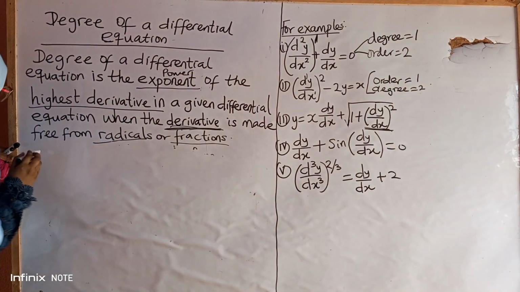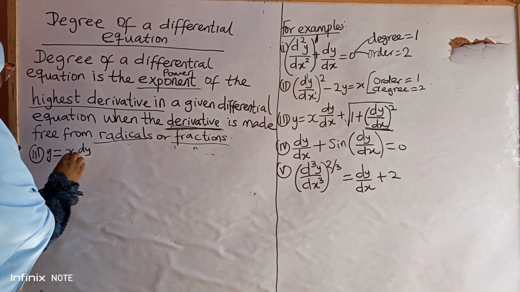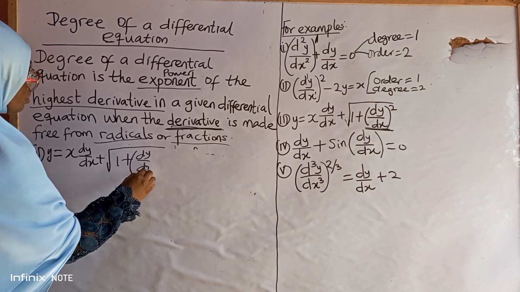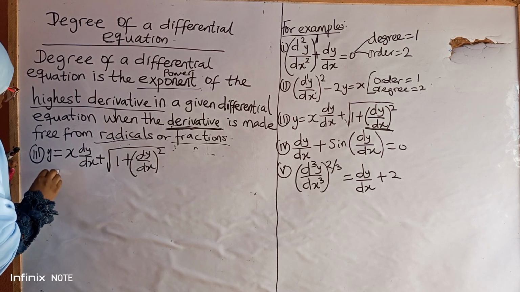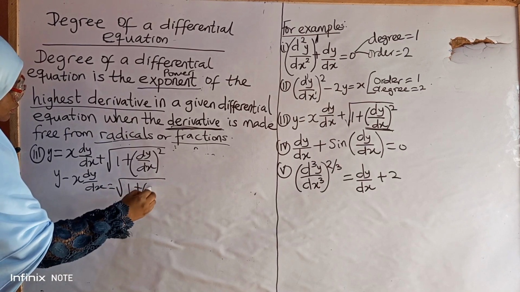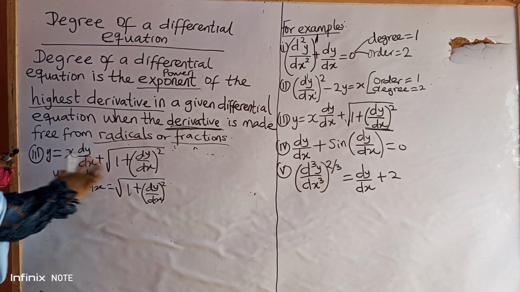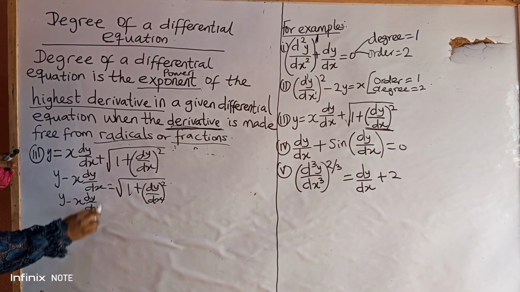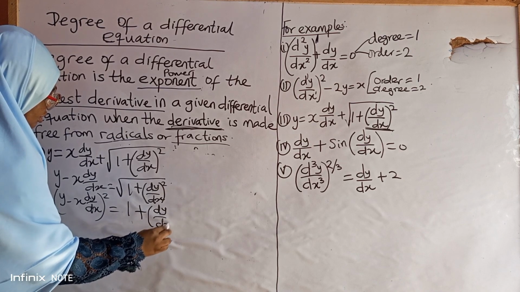Let's come here. Number 3: y equals x dy/dx plus the square root of 1 plus (dy/dx) squared. So let's move x multiplied by dy/dx to meet y. So we have y minus x dy/dx equals the square root of 1 plus (dy/dx) squared. The next thing is to square both sides. Squaring both sides gives (y minus x dy/dx) squared equals 1 plus (dy/dx) squared.